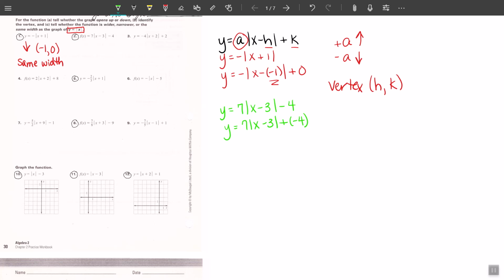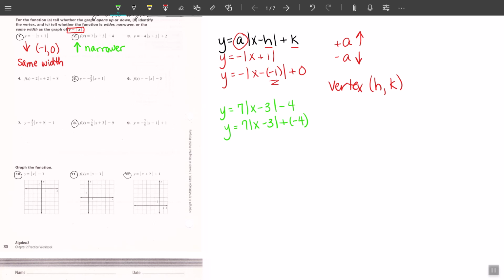Whether the graph opens up or down, it's a positive number. It's a positive 7, so it's going to open upward. I'm skipping down to letter C, whether it's going to be wider or narrower or the same width as the parent function. Because it's a 7, it's a lot larger than the a value of 1 that the parent function has. So because of that, we know this is going to be a narrower graph than the parent function. Those sides are going to increase steeper, faster than the parent function. So you're going to end up with a tight, narrow absolute value graph as compared to y equals the absolute value of x.